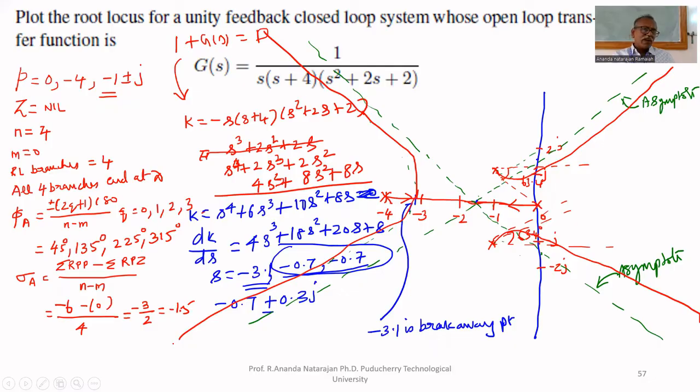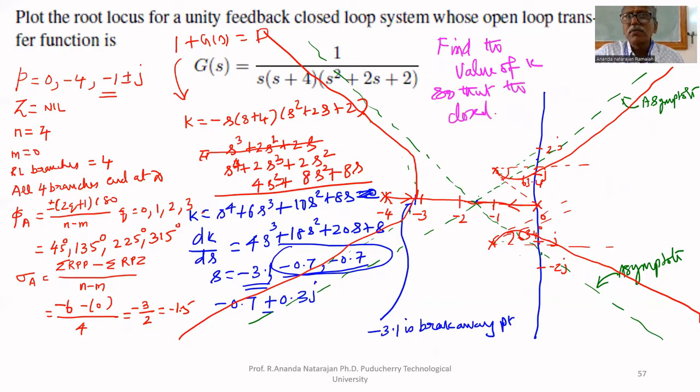Here, note down this part. Find the value of K so that the closed loop system has a damping factor of zeta equal to 0.7.